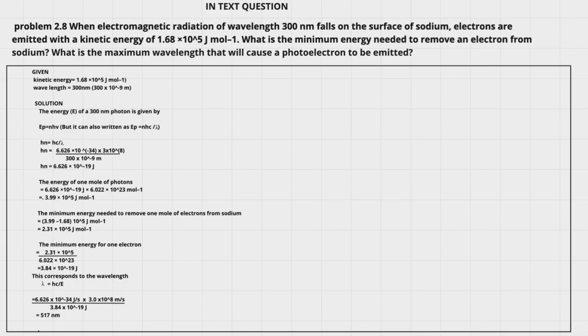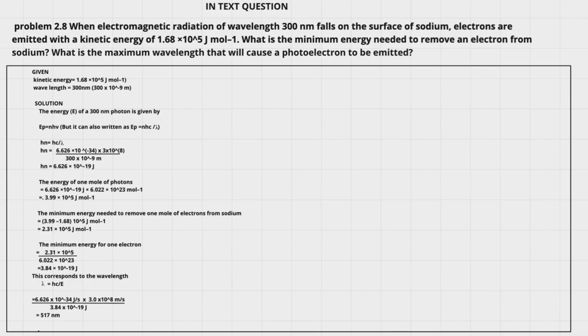Energy of photon is equal to 6.626 x 10^-34 multiplied by 3 x 10^8 divided by 300 x 10^-9. Energy of one photon is equal to 6.626 x 10^-19. So the energy of one photon is 4.969 x 10^-19 joules.